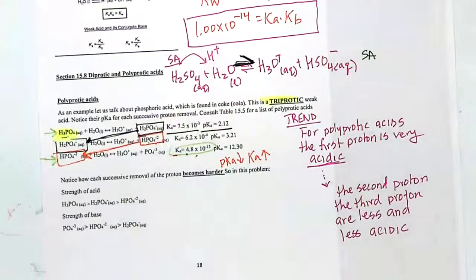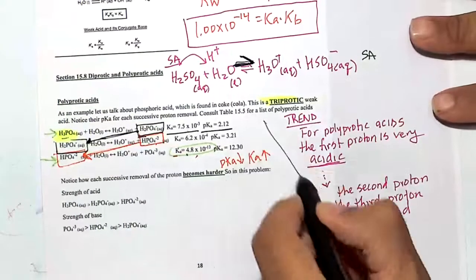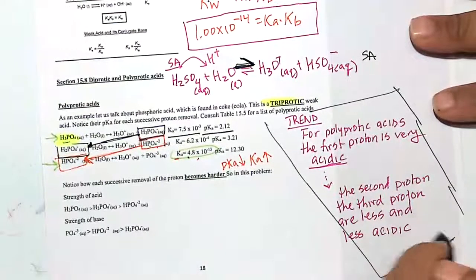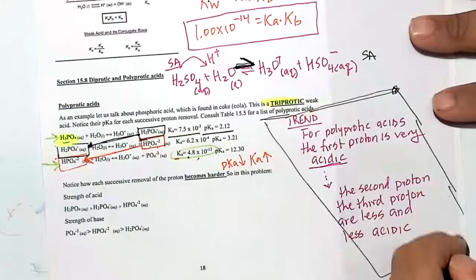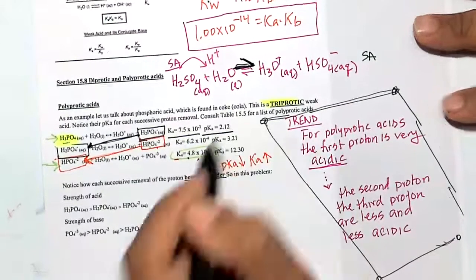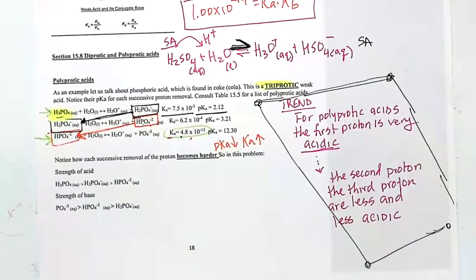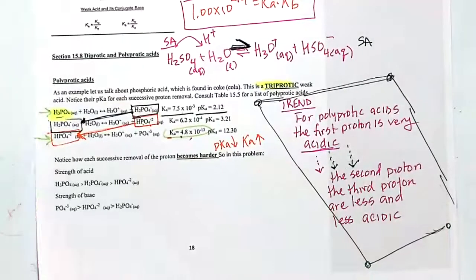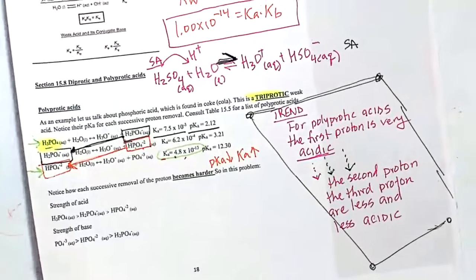Something like sulfuric acid is diprotic. Di means 2, so sulfuric acid can give off 2 protons. So this is something I'd like for you to know: the trend. All right, so just know that in the back of your mind.